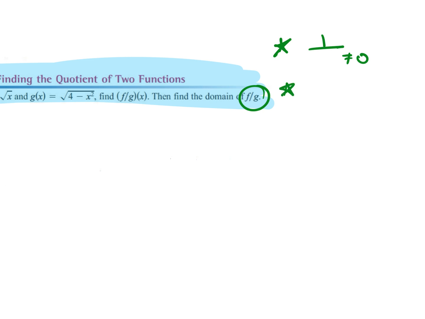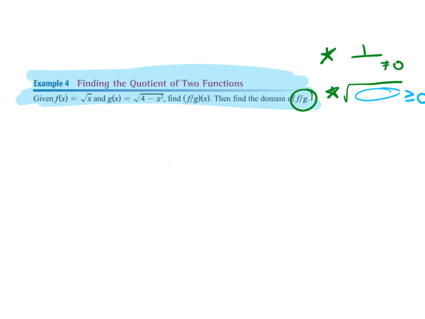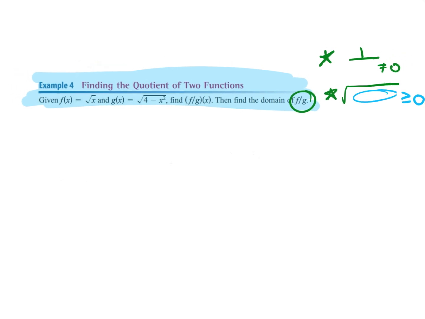Also, we need to check the domain. If we have square roots, what can we not have under the square root? Negative. So what's under the square root would have to be greater than or equal to 0. So these are the two main things that we have to keep an eye out for when we're talking about domain. So in example 4, we want to find the quotient of two functions.